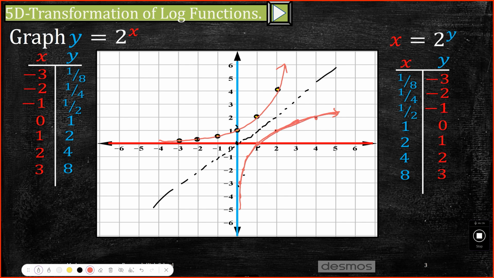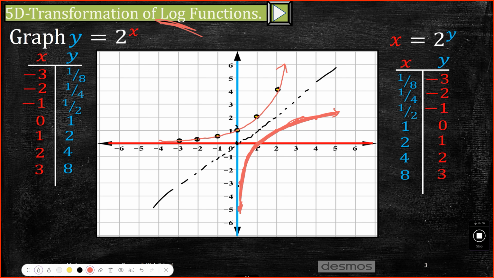I don't know why they called it like that, but they just decided to call it like that. What do you think they decided to call it? I think it's right here in the lesson. In the lesson, what does it say? Transformation of what? This is going to be called a log function.